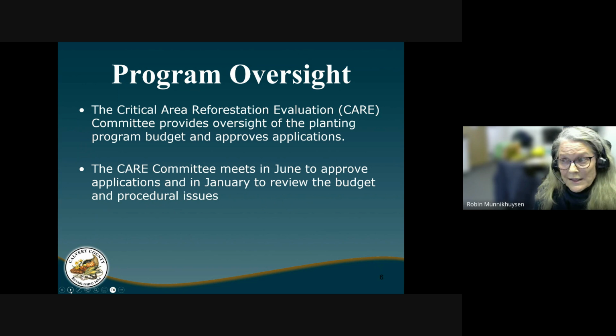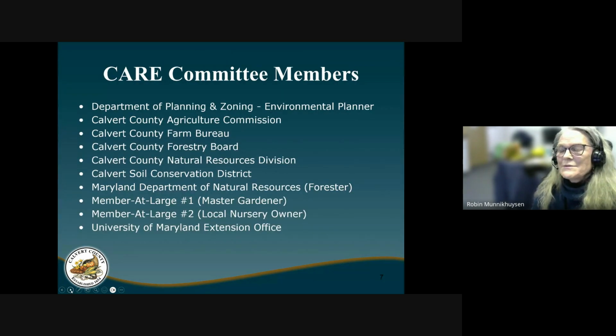I do have an oversight committee called CARE, Critical Area Reforestation Evaluation. They approve every planting, they approve the budget, and I meet with them two times a year, one in early January next week, to review the prior planting from the fall and go over the successes and some of the pitfalls. It's always interesting because you never know what's going to happen when you're working with 59 property owners in the county to plant native trees and shrubs on their property.